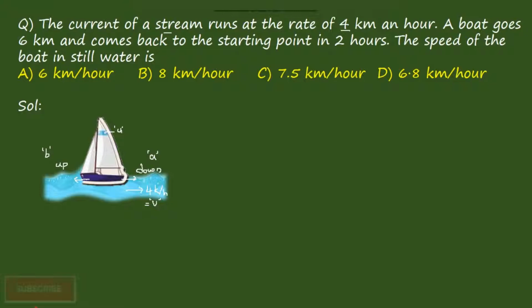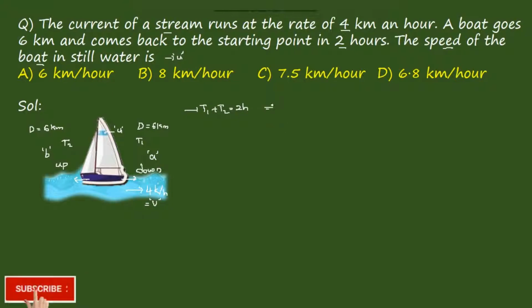A boat goes 6 kilometers and comes back to the starting point in 2 hours. It will move upstream a distance of 6 kilometers, and it will move downstream the same distance of 6 kilometers. If we consider the time taken downstream as t1 and upstream as t2, they are saying that t1 plus t2 is nothing but 2 hours. They are asking for the speed of the boat in still water. They are asking about u. What is the value of u now?